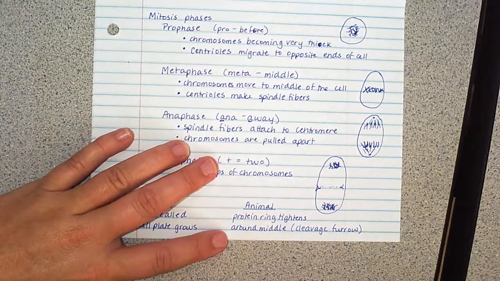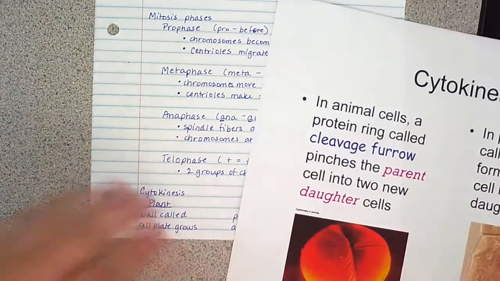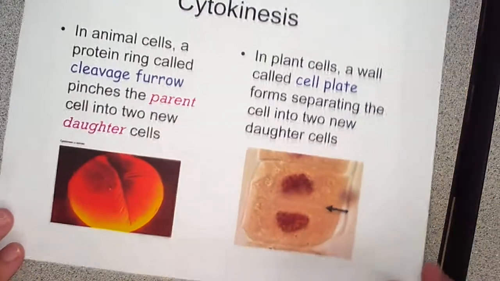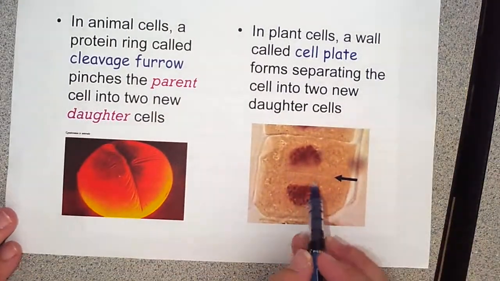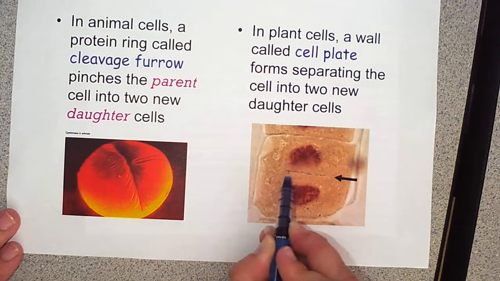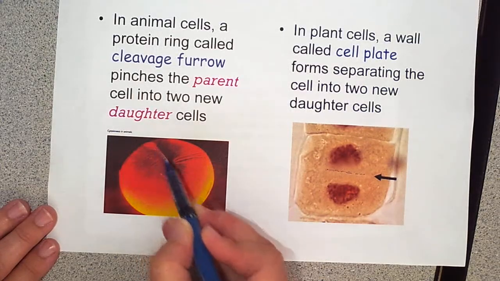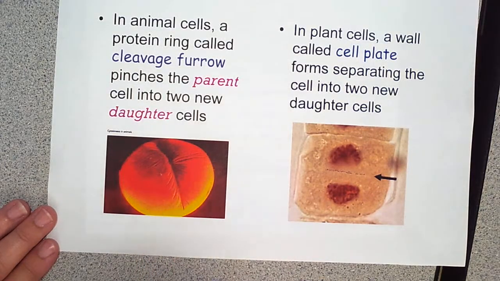And I do have some pictures of this. Again, you can check out the PowerPoint that I post. But here you can see some differences between the two. So here we have a plant cell. You can just see the beginning of that cell plate in here that's starting to grow some proteins. And here we have that cleavage furrow, the pinching that's happening on an animal cell.